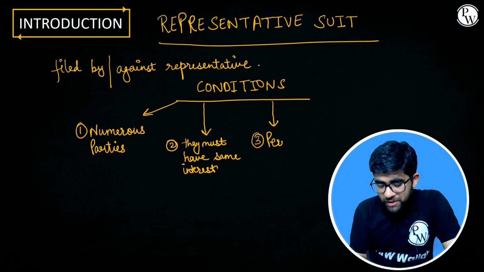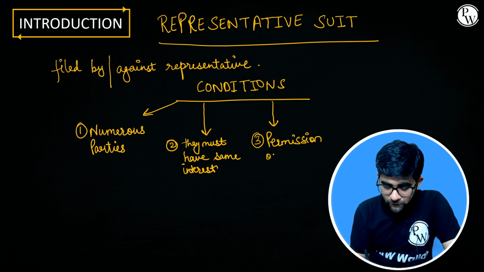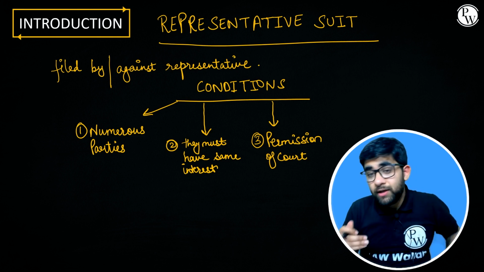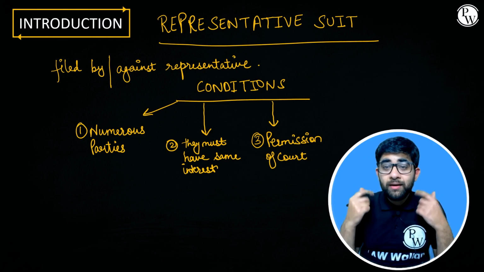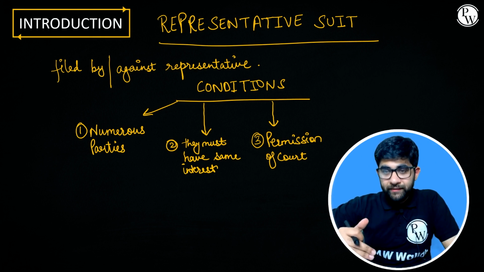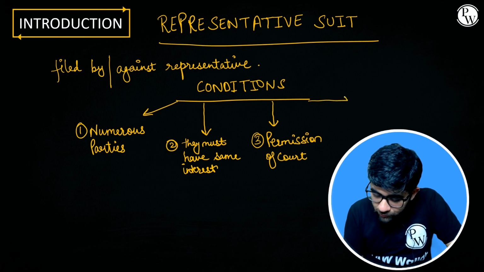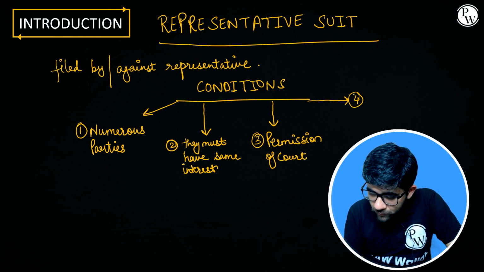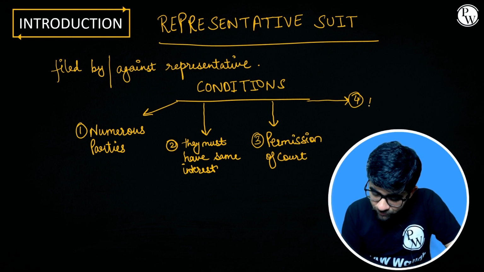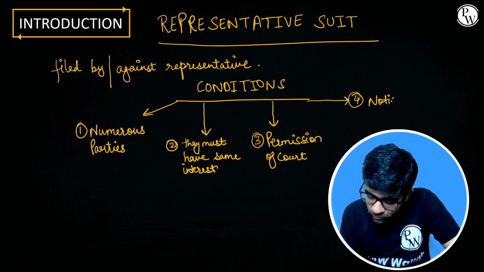there shall be permission of the court. With permission of the court, we mean that the proper parties should take the permission of the court for allowing the representative to represent them. Now, fourth, again, since there is permission of the court, there must be a notice. Notice to everyone by court.